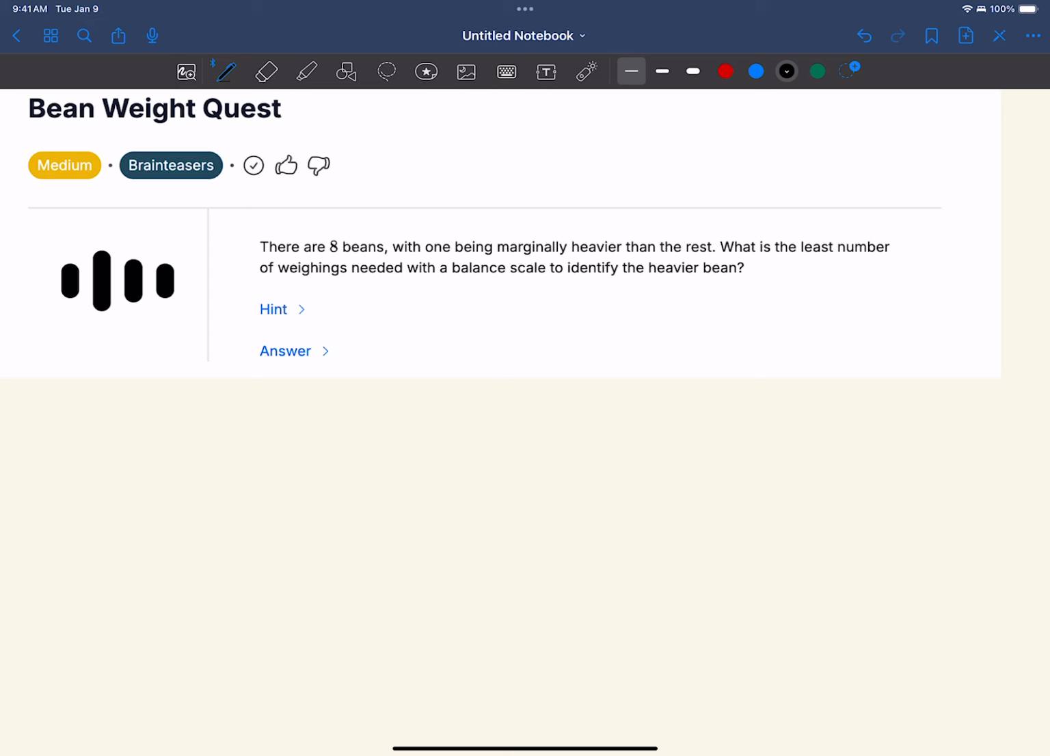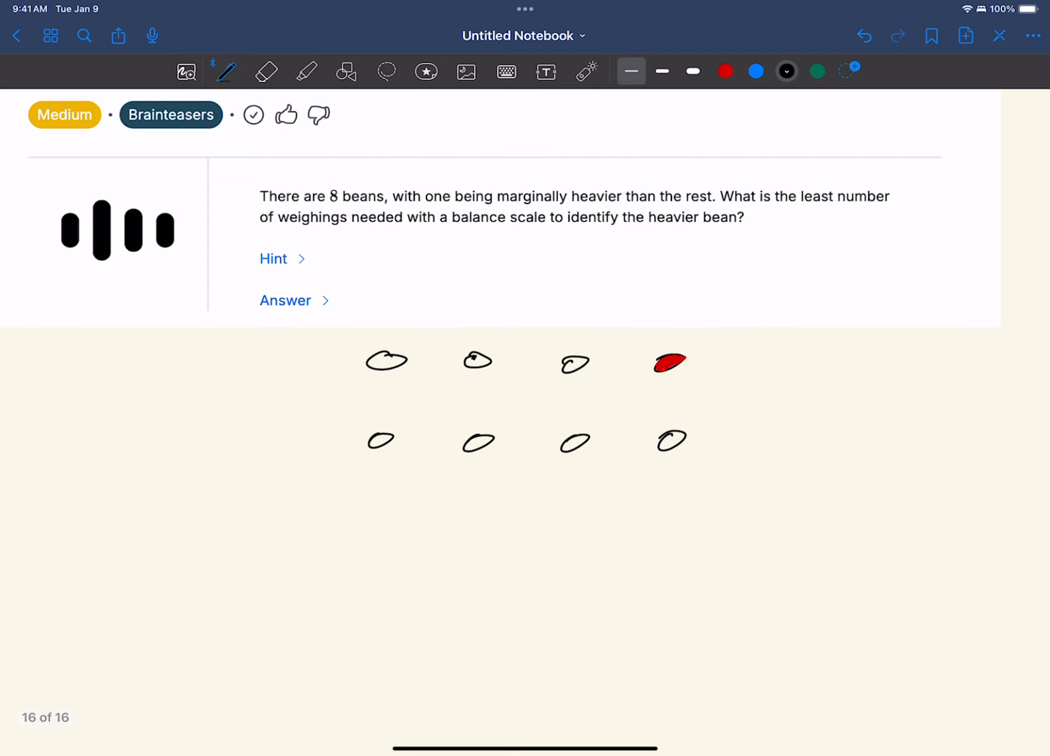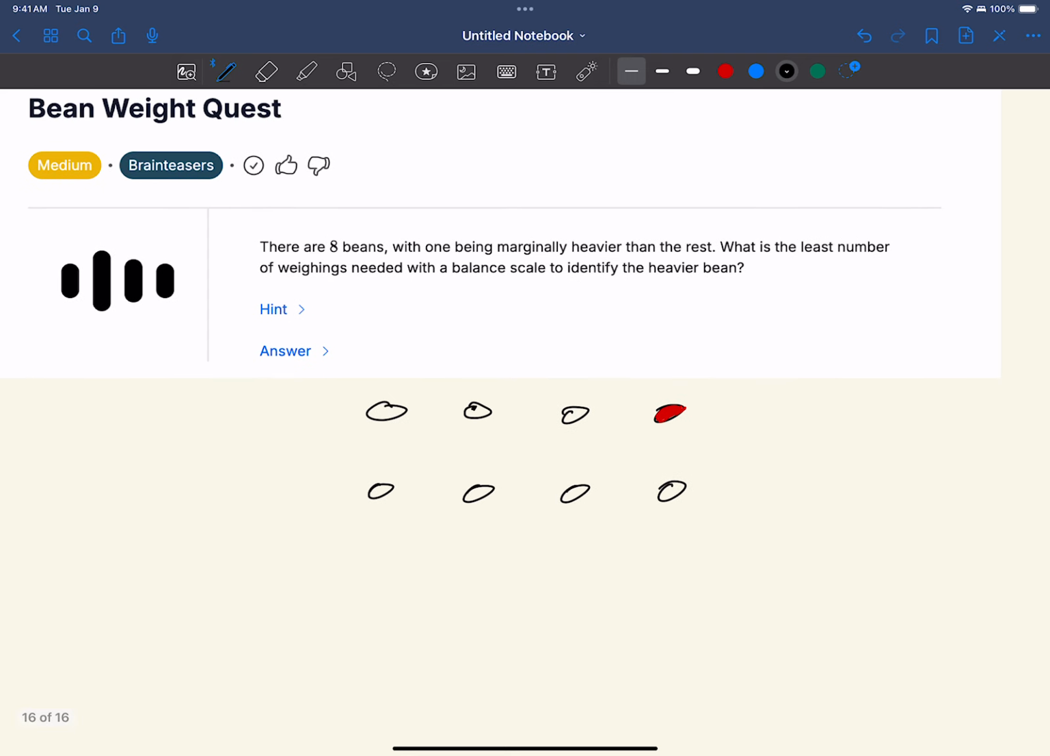So we have 8 beans, so we'll just draw it like this. And so one of these beans is heavier than the rest. I want to run one of these beans just randomly. We don't know which one, but the rest of the beans are all equal in weight. Okay, so the rest of them are all equal. We want to identify which bean is the heaviest in the least amount of weighings.